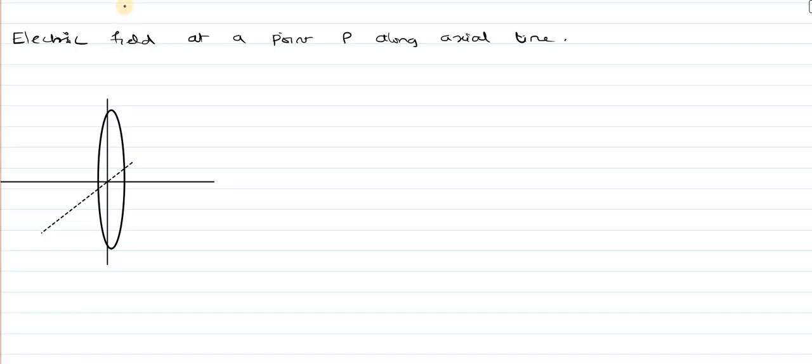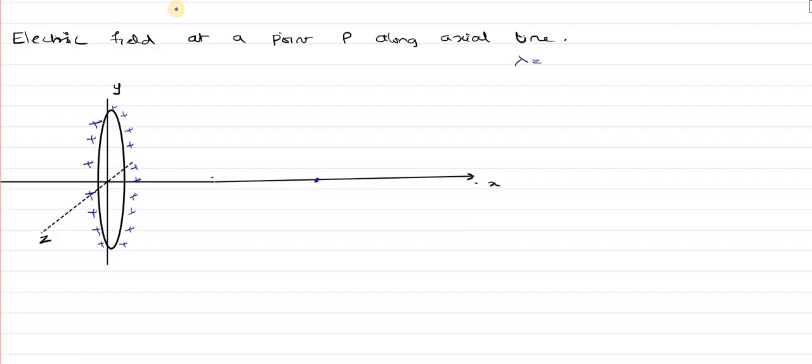Just for your reference, okay, so this is YZ. Along this one I take it as what? X axis. Now at point P, since this is a ring, right? So uniformly distributed charge ring. Okay, a ring with uniform charge distribution.